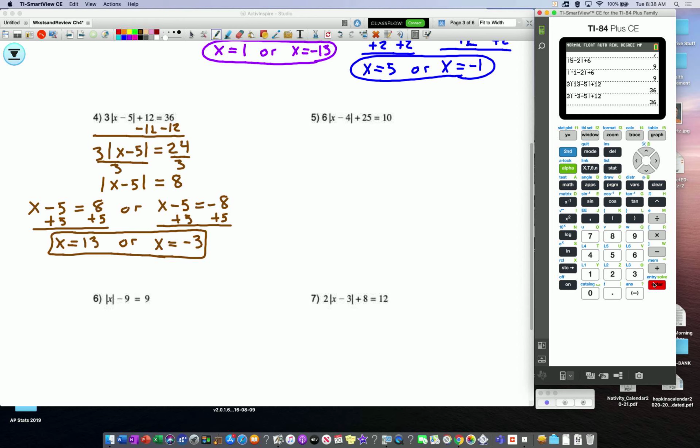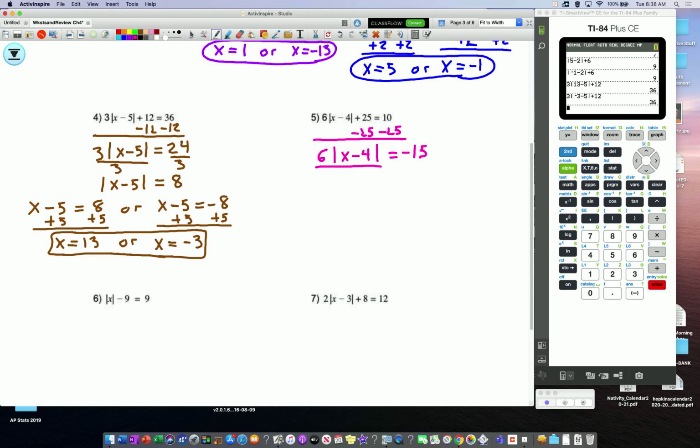All right, 4 down, 3 to go. Let's keep on plugging away. The next one. All right, so let's subtract 25, subtract 25. So I get 6 times the absolute value of x plus 4 equals negative 15. Let's divide by 6. Absolute value of x plus 4 equals negative 2.5. Ooh, can absolute value have a negative distance? No. So this one is no solution.